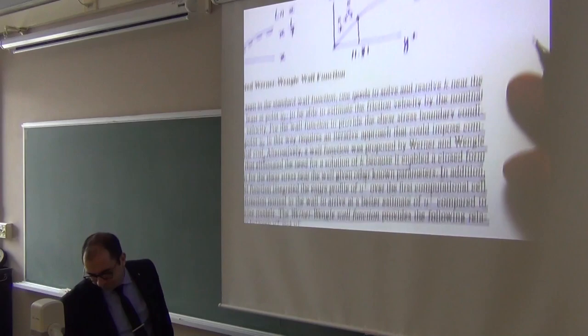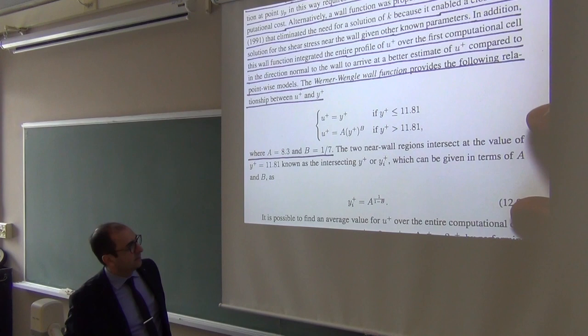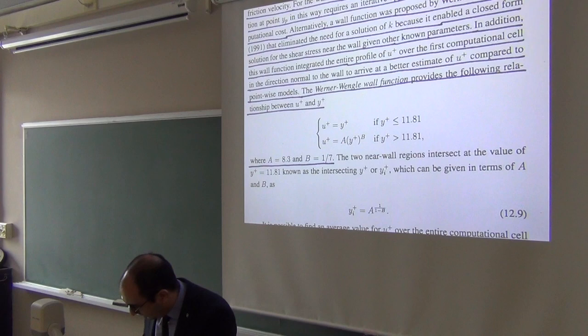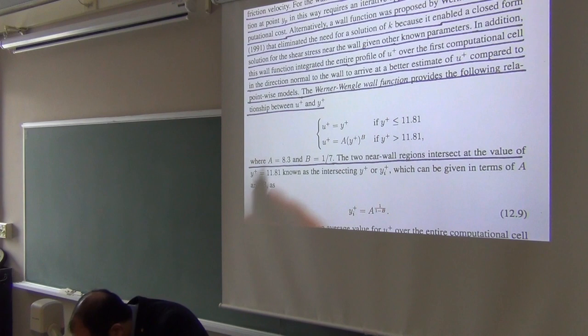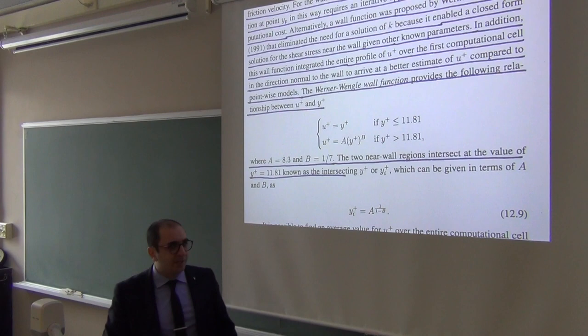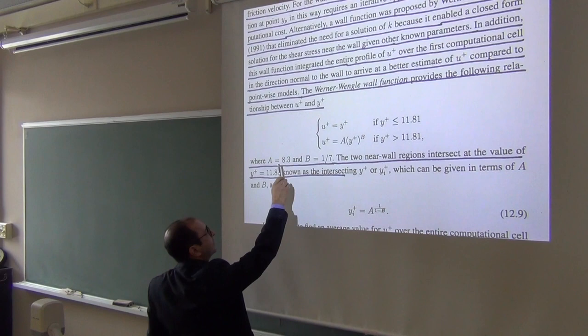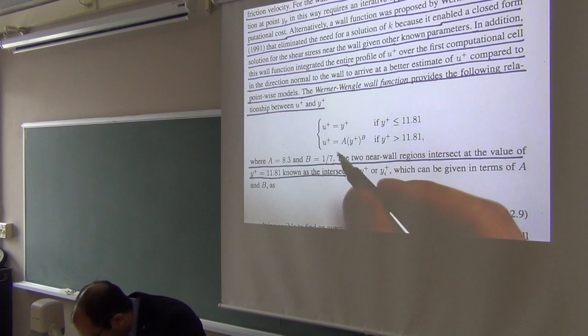Now, let's go back to the equations. In fact, the two laws, the linear and the power law, intersect at some specific value, y plus 11.1. And it's not always 11.81. Actually, this intersection depends on the choice of A and B. And some power laws are 1/6 law, 1/8 law, or this A is not 8.3. Maybe it's 8.2. Maybe it's 8.1. So you can fit different values.